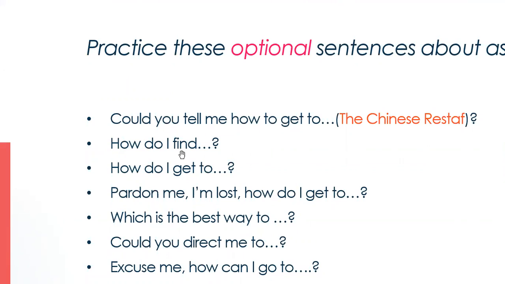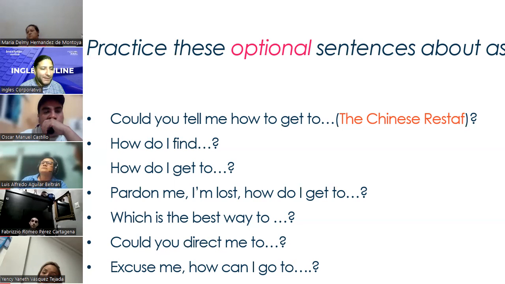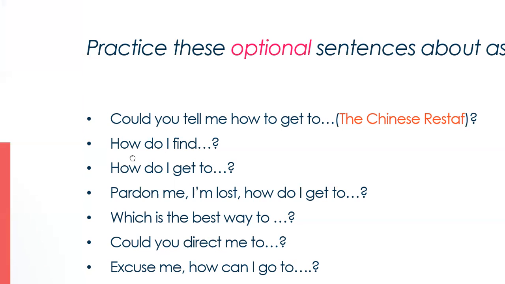Okay, María del Carmen, more options, option two. How do I find? Okay, let's repeat, find. It's a verb. Find. What is the meaning of find? Hey, I don't see my cell phone. I'm trying to find it. My cell phone. Yes, buscando. Correct. Find is encontrar. How do I find? ¿Cómo encuentro? The place. What place? The supermarket, the store, Galerías, any place. Correct.